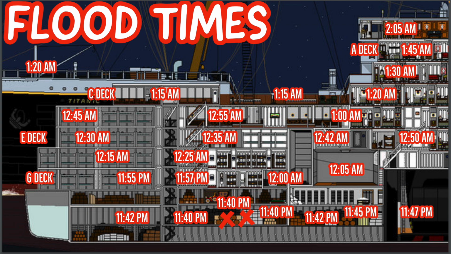Marker in D-deck. Those were some of the first-class cabins to actually start taking on water. C-deck starts flooding at around 1:15 a.m. So the flooding took a little bit longer, about 20 minutes from D-deck to C-deck at around 1:15 a.m. And it did house the third-class seating area around 1:15 at the front of the ship.